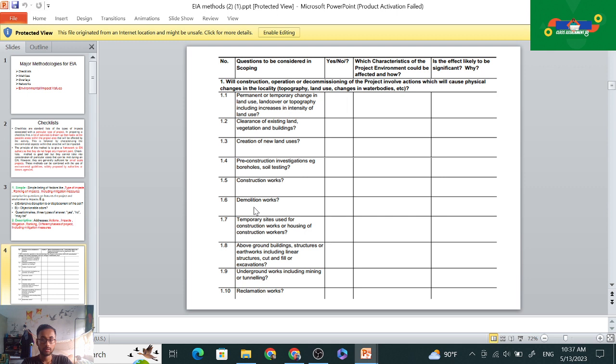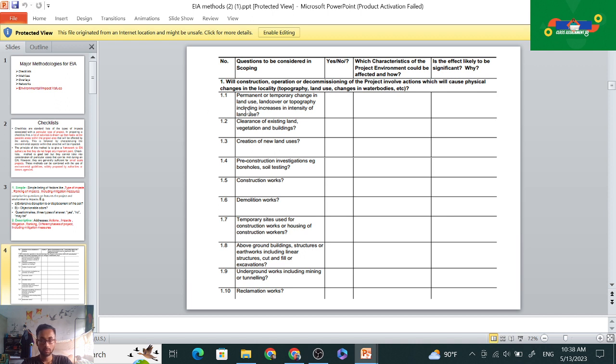Then this is one kind of questionnaire with numbered questions to be considered in scoping. Yes, no: which characteristics of the project environment could be affected and how, and is the effect likely to be significant, why. So, does construction, operation, or decommissioning of the project involve actions which will cause physical changes in the locality, topography, land use, changes in the water bodies, etc.? Permanent or temporary changes in the land use, land cover, topography, including increases in the intensity of the land use.